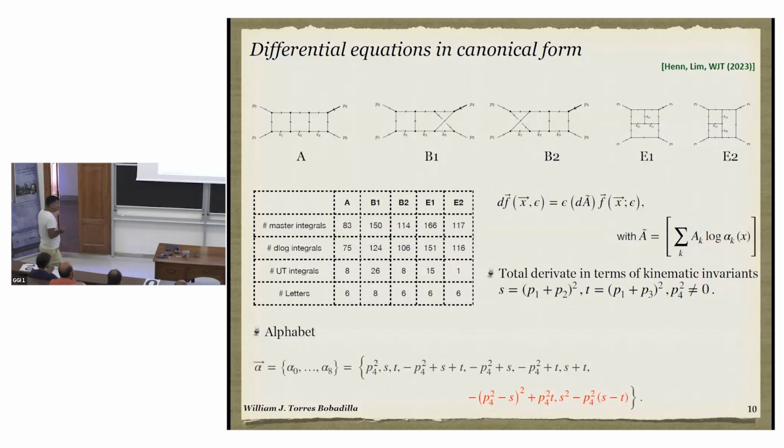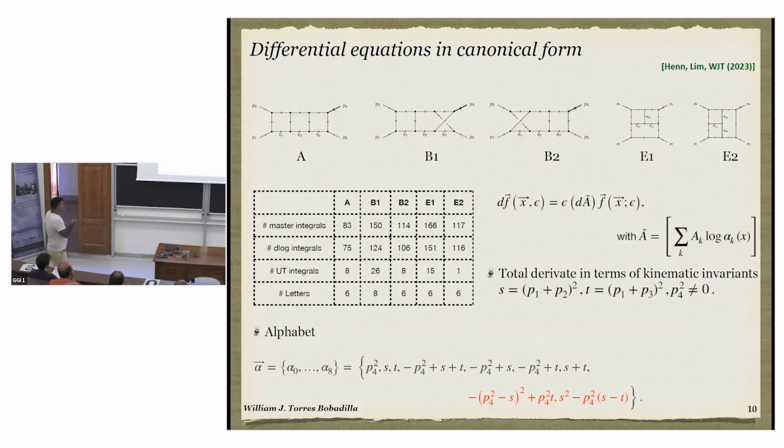And then as soon as we go to two loops, this new letter appears. But then for this integral that I have underlined here, these two new letters make their appearance. So it's not as simple as before. However, if you look at the expression of the alphabet, you see that the kinematic invariant t is always linear. Then there is not really an obstruction to performing the integration.